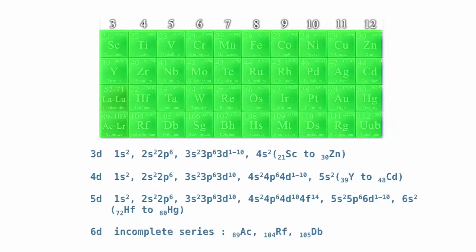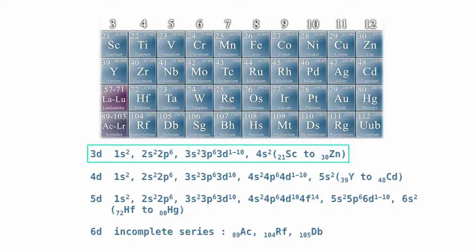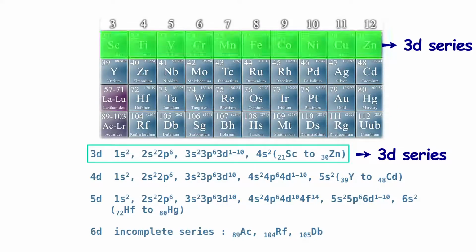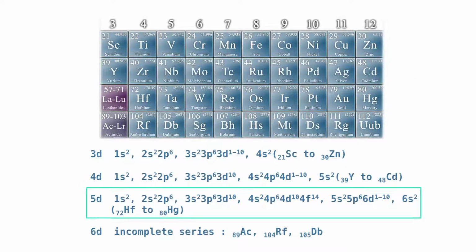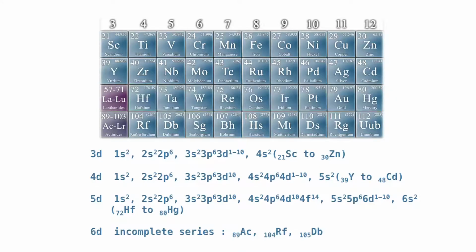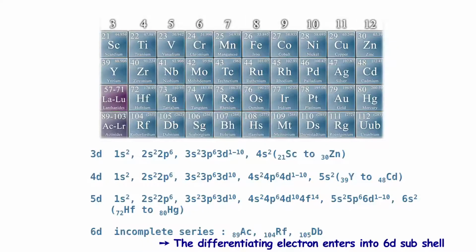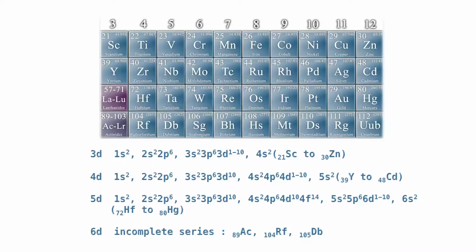And this is called d block elements. Where the electron enters into the 3d shell, it is called the 3d series, that is scandium to zinc. Where the differentiating electron enters into 4d, it is called the 4d series, yttrium to cadmium. When the differentiating electron enters into 5d, it is called the 5d series, hafnium to mercury. The last one is actinium, rutherfordium, dubnium. This is an incomplete series. The differentiating electron enters into the 6d subshell. It is the 6d series. And these are d block elements in the periodic table.